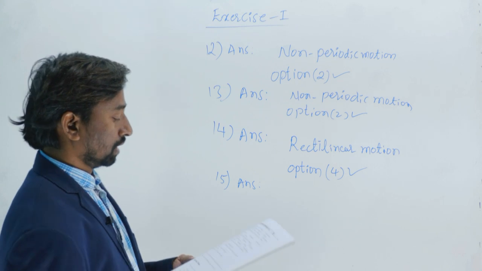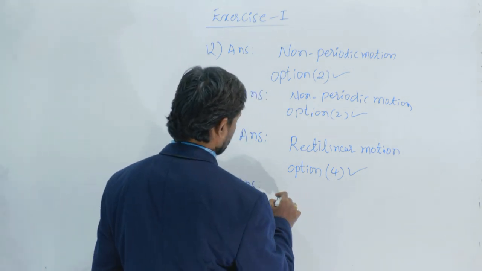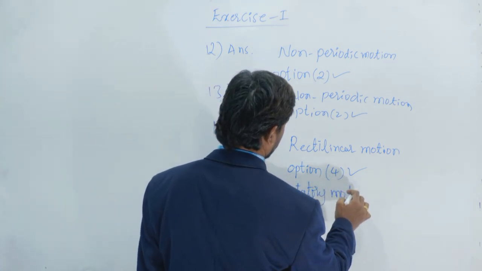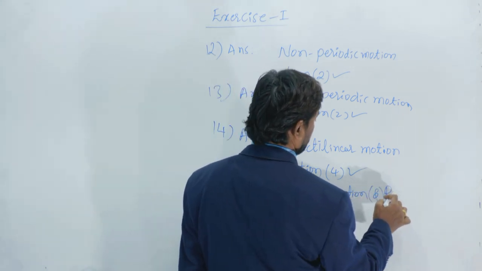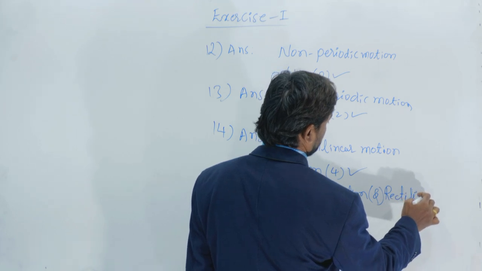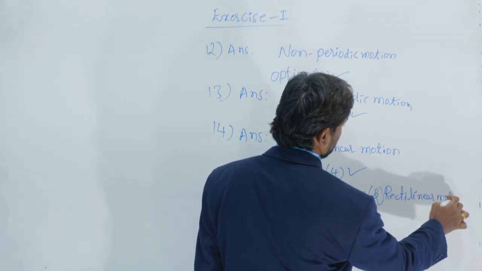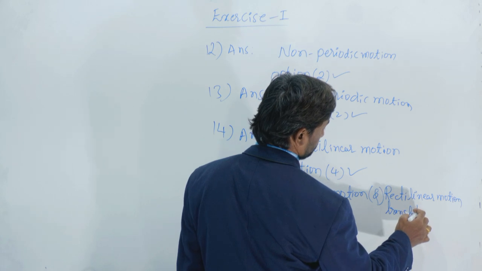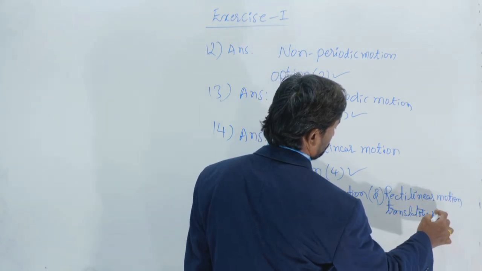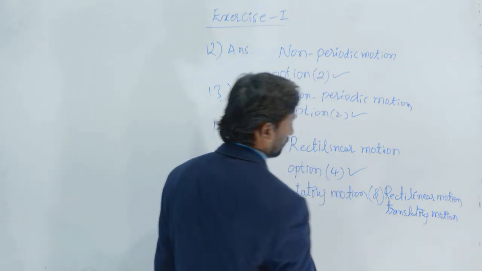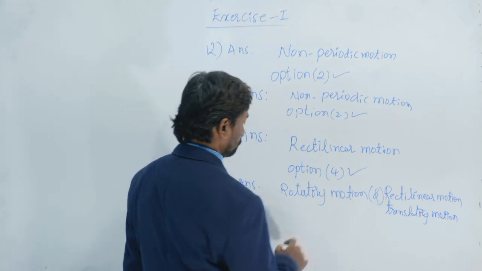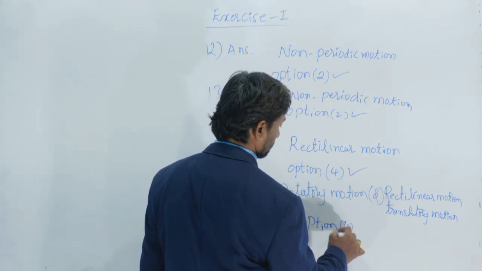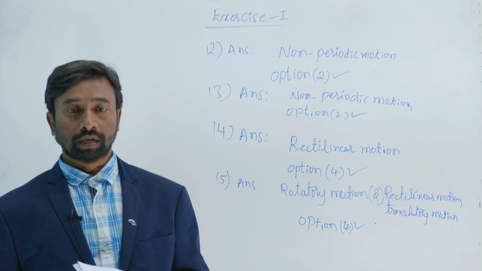So we can write here option 4: both motions will be present there, that is rotatory motion and rectilinear motion, or we can say translatory motion. Rectilinear motion or translatory motion. So the fourth option is correct there.